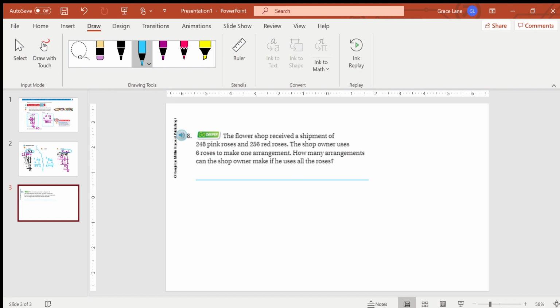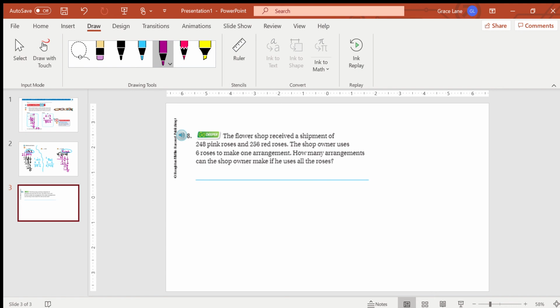It says the flower shop received a shipment of 248 pink roses and 256 red roses. The shop owner uses 6 roses to make 1 arrangement. How many arrangements can the shop owner make if he uses all the roses? So go ahead, try this on your own. Pause here, and then check back in.